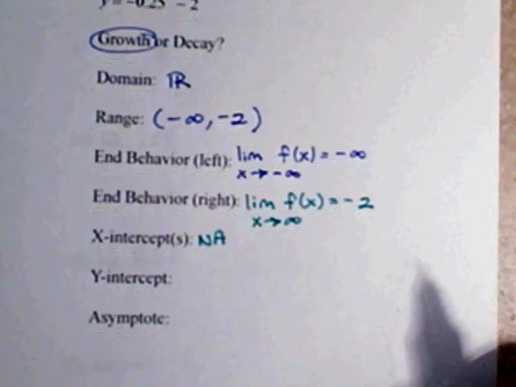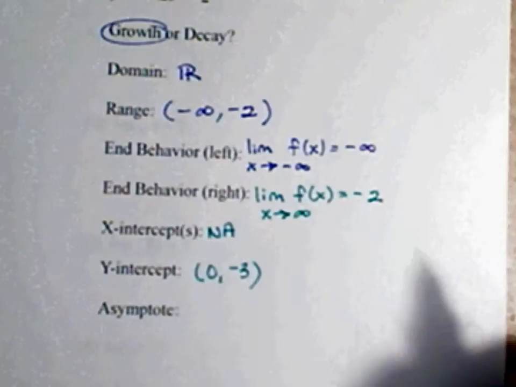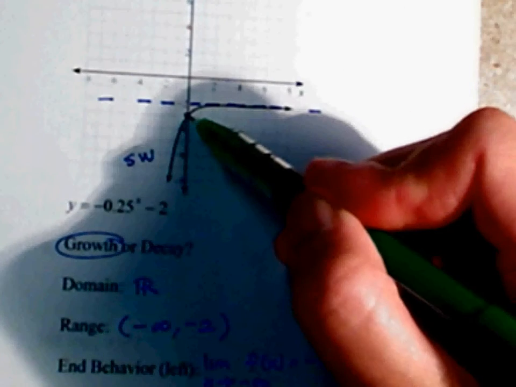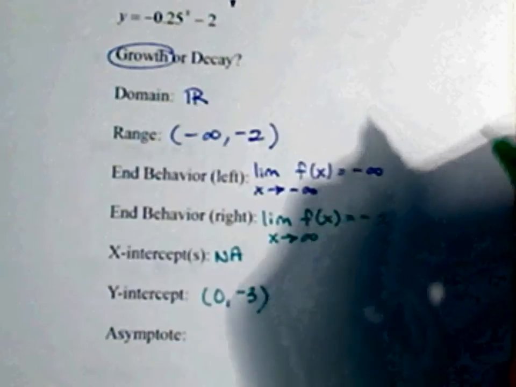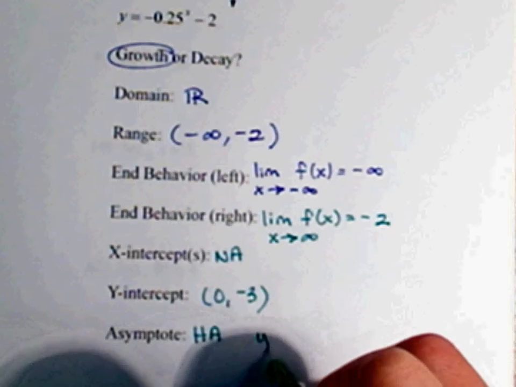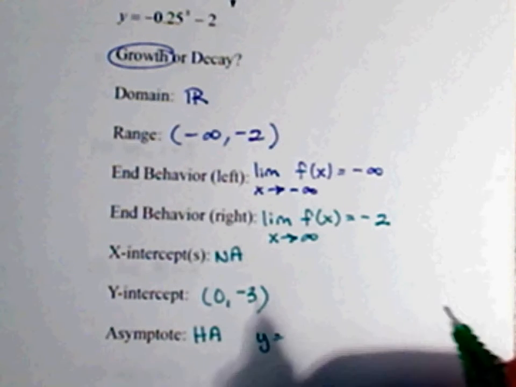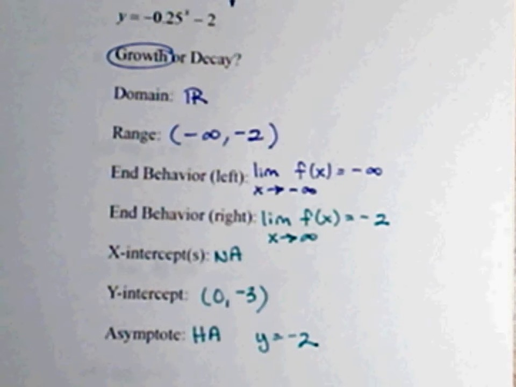Where is it crossing the y-axis? At 0, negative 3. Right here. That's 0, negative 3. See it? Okay? And your asymptote. It's a horizontal, so it's going to be y. What is the y value that that line keeps approaching? At negative 2. And then you have graphing for number 3 and 4.